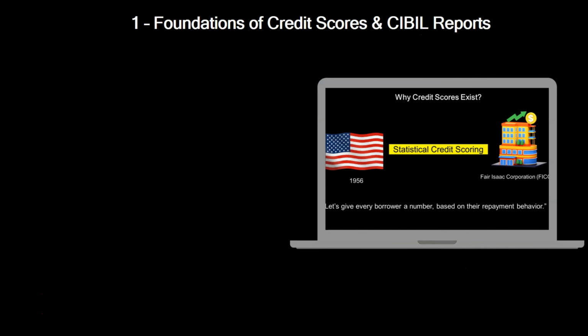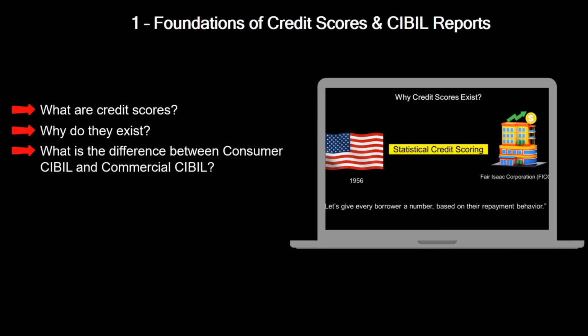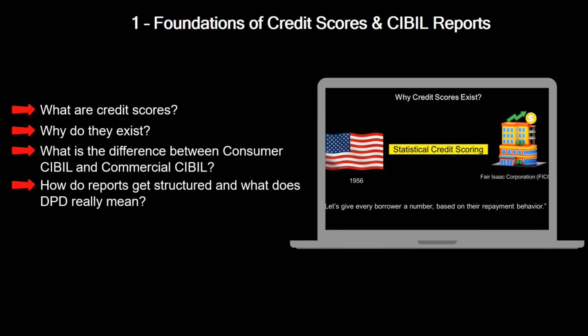Now, Module 1 is Foundations of Credit Scores and CIBIL Reports. So, we will start off with the absolute basics. What are credit scores? Why do they exist? What is the difference between consumer CIBIL and commercial CIBIL? And also, how do these reports get structured and what does DPD really mean? Friends, this module builds your foundation because most mistakes happen when bankers take the basics for granted.